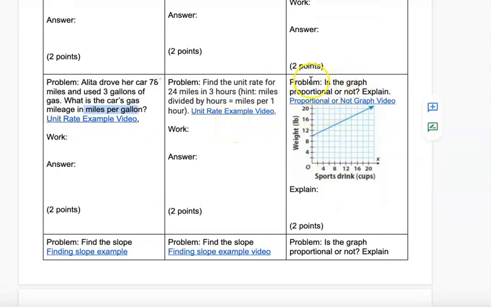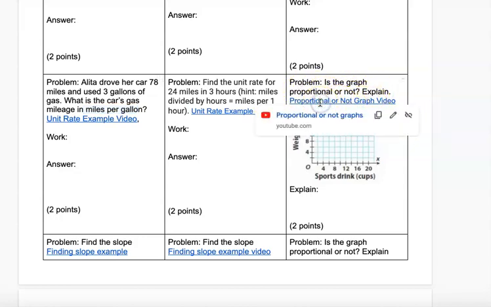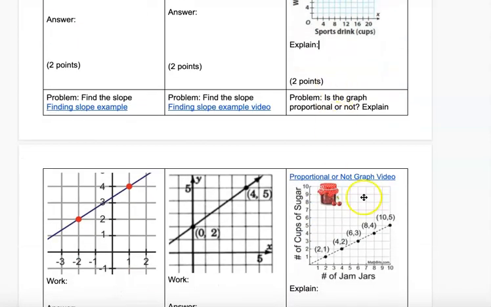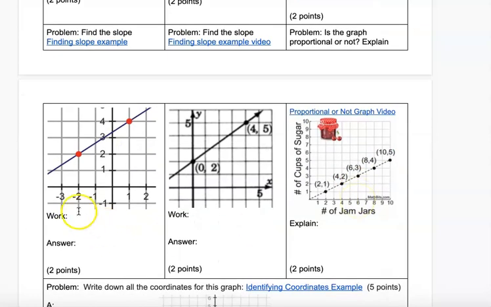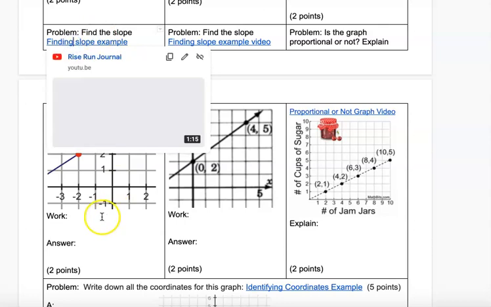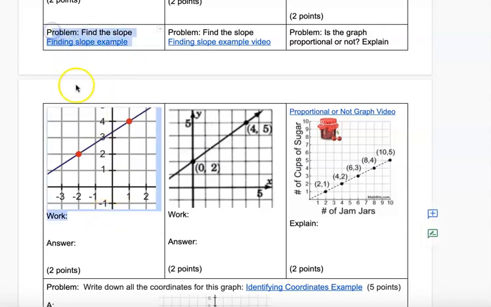The next one says, is the graph proportional or not? Explain. So you could click the link and find out what makes a graph proportional or not. Same thing with the one right below it. It's also proportional or not. Slope. I'm going to ask that you find the video here. It's right above the picture. I'm highlighting it. That video will help you explain how to find slope. Rise over run.